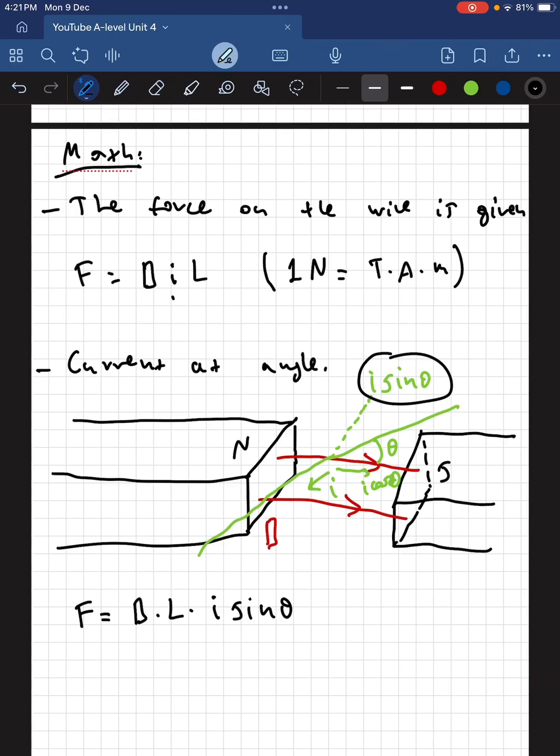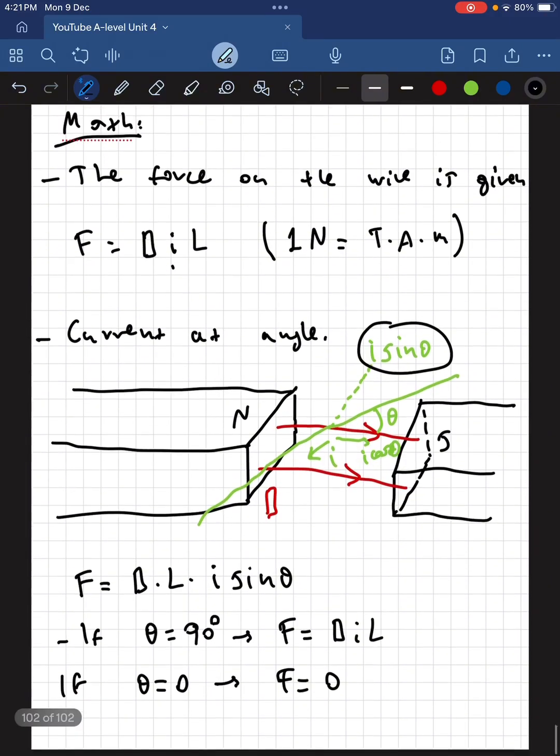Okay, and you can see from this formula that if theta is 90 degrees, we get F equal to BIL, right? And if theta is 0, F is 0, just like I told you. And the same goes for 180, of course. If theta is 180 degrees, again, we get 0. Okay, so the math worked out.